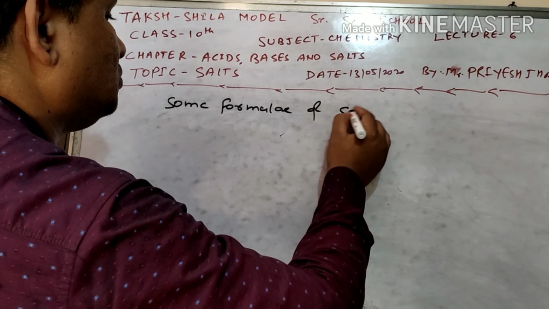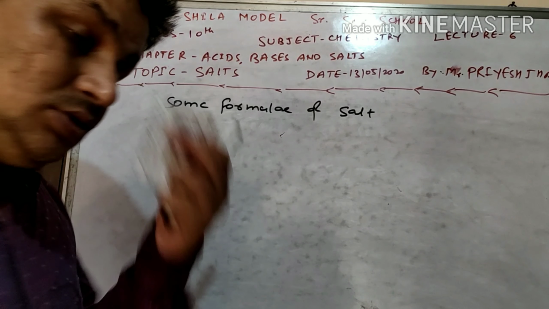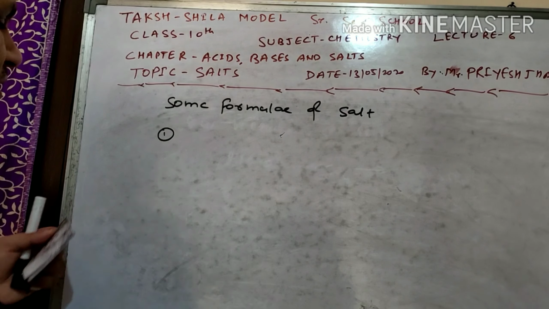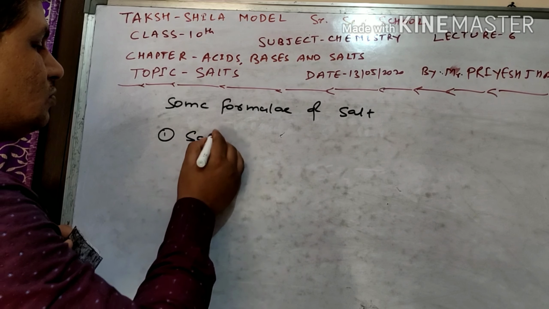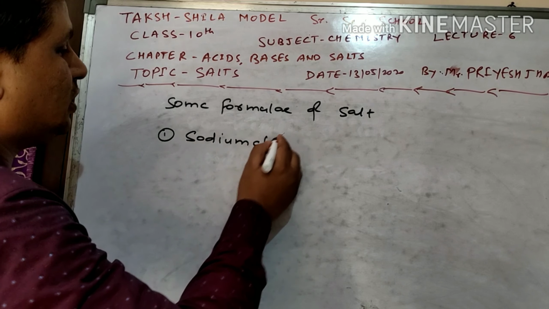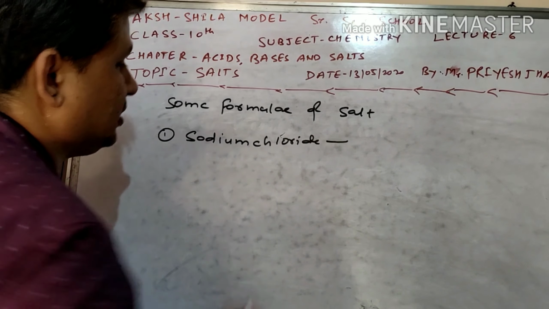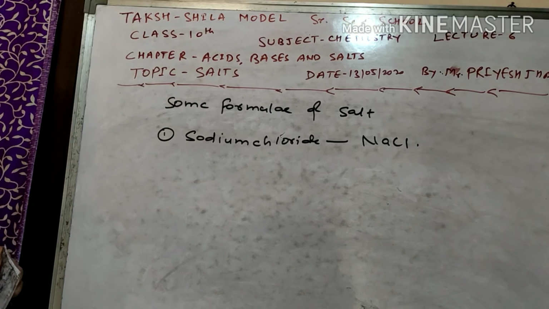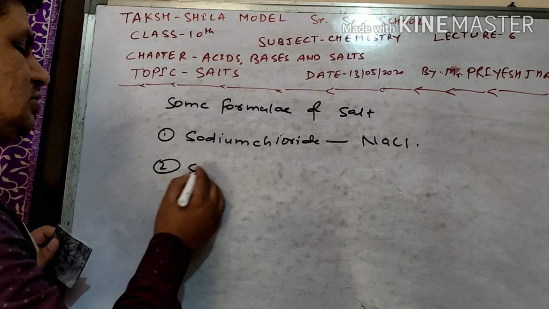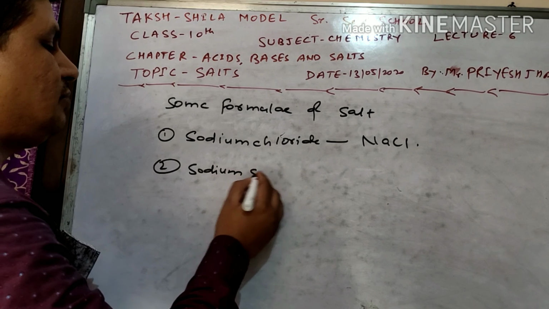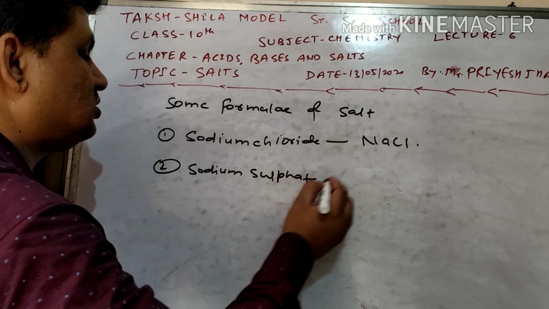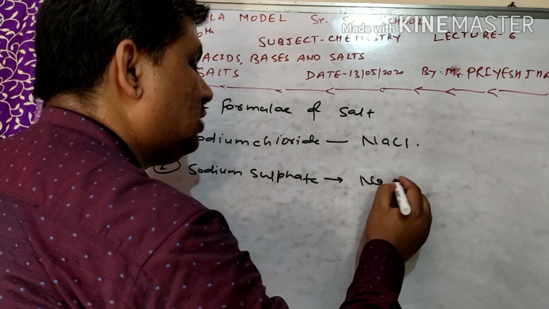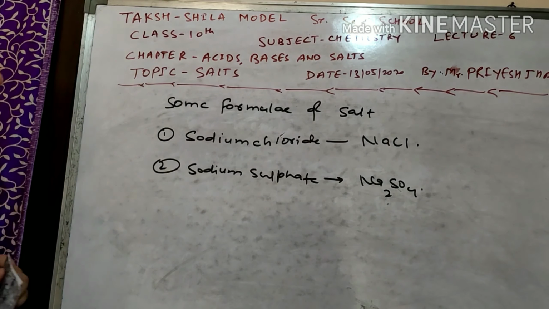Next, the formulas of some salts. For example, sodium chloride has the chemical formula NaCl. The second one is sodium sulfate, having chemical formula Na2SO4.